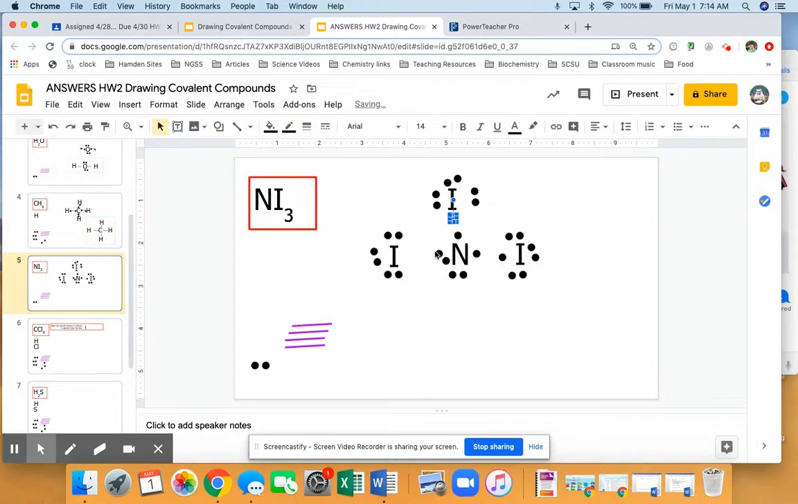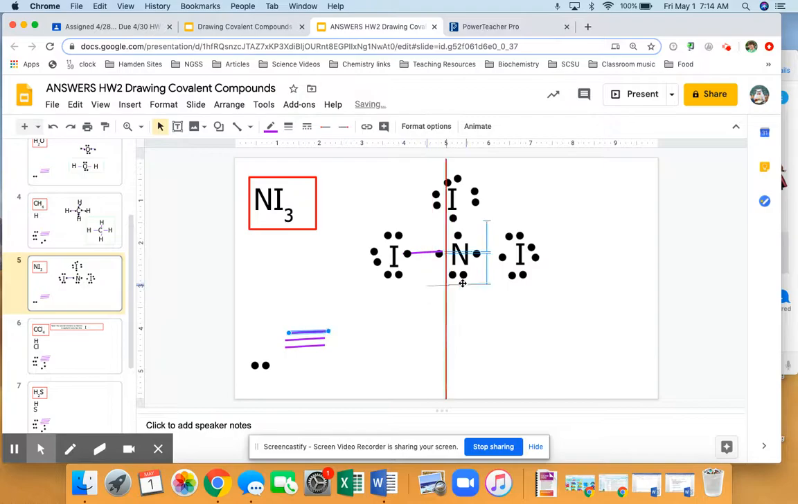Notice that I'm putting these single ones as close to the nitrogen side as I can, because those are the ones that are going to be bonding. Okay, so now nitrogen has 2, 3, 4, 5. Each iodine has 2, 4, 6, 7. Then you drew in the bonds. Here's a bond connecting those ones. Here's a bond connecting those ones. And here's a bond connecting these ones. So that's what our structure looks like: 3 single bonds connected to those iodines.